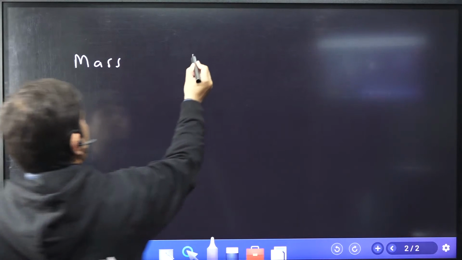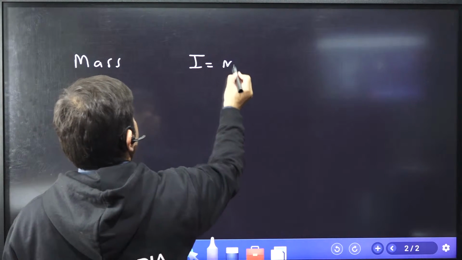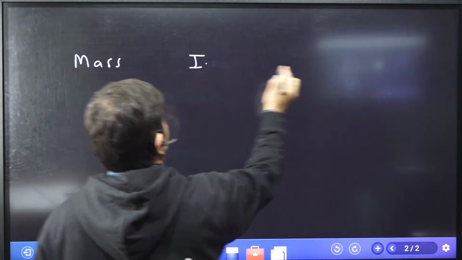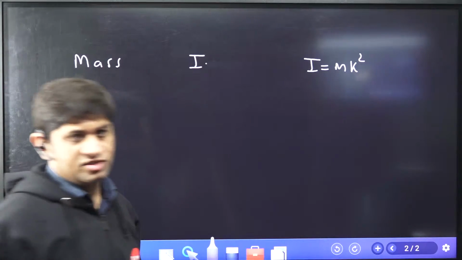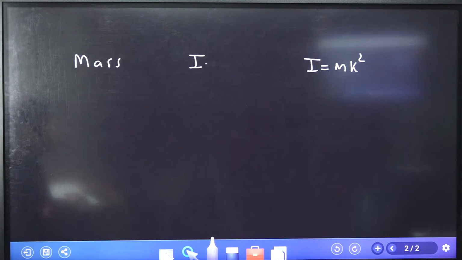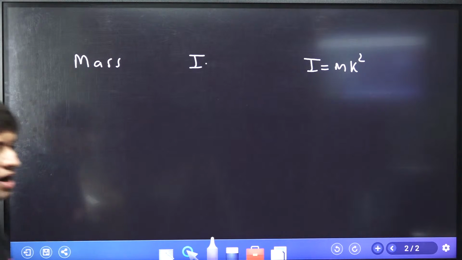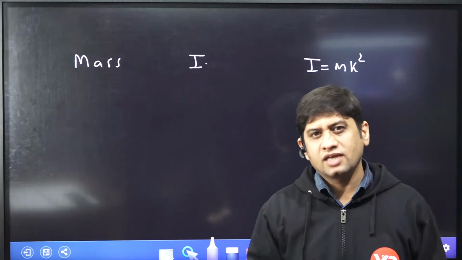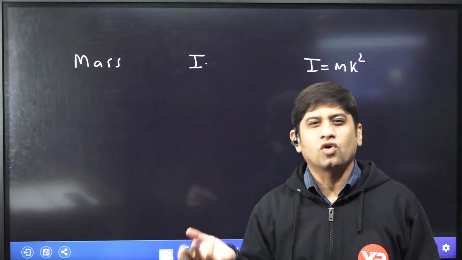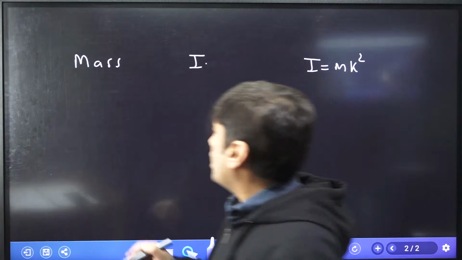Now I talk about mass, and here I talk about moment of inertia, and what is the relation between the two? The relation is I is equal to m k square. Now this k is the radius of gyration, and I is the moment of inertia. The mass is the measure of inertia for linear motion, and moment of inertia is the measure of inertia for rotational motion. How are these two related?